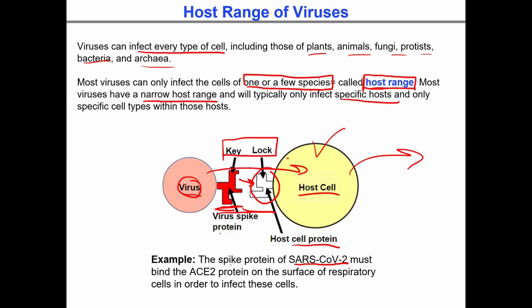So in this case, the spike protein of the SARS-CoV-2 is going to bind with the ACE2 proteins on the surface of the respiratory cells in order to infect them. Again, they're going to be able to find the correct lock for the key in order to go ahead and infect them.